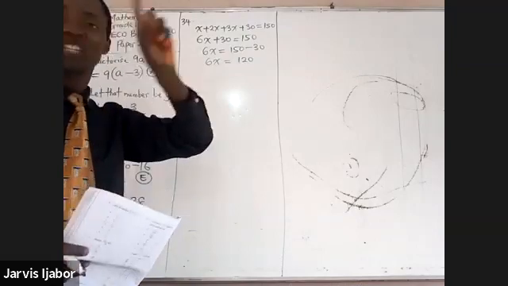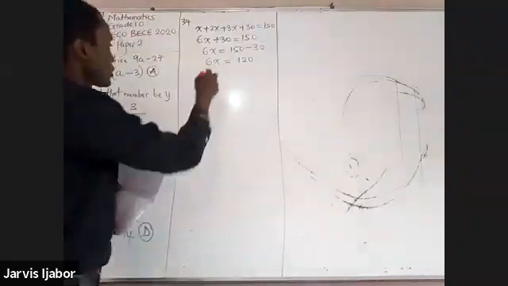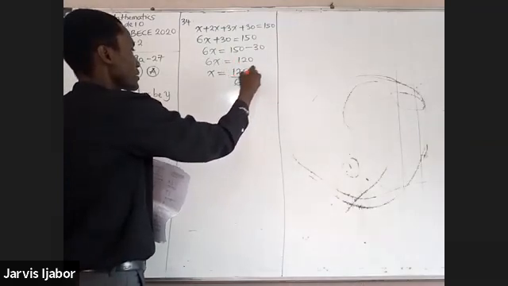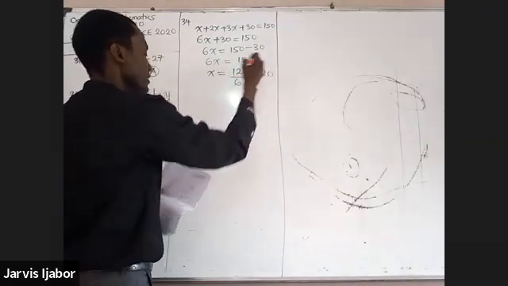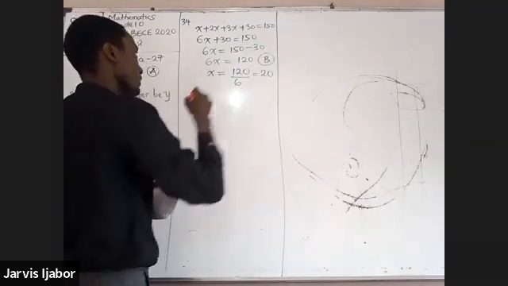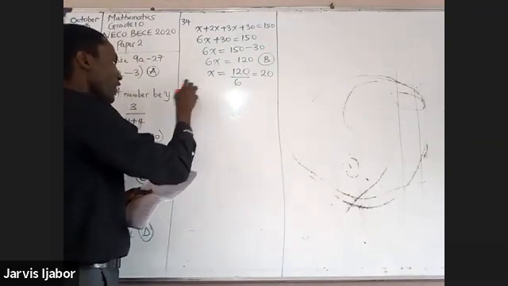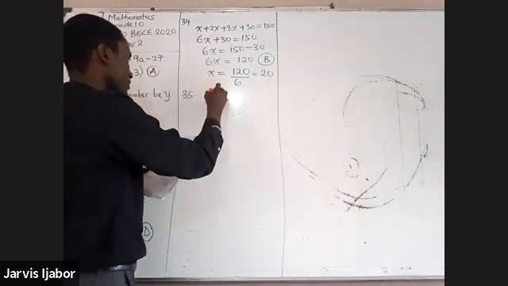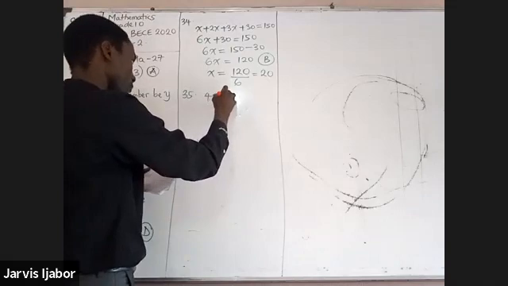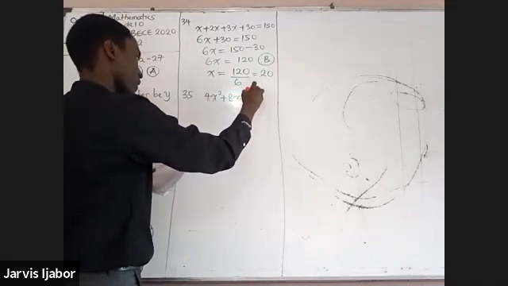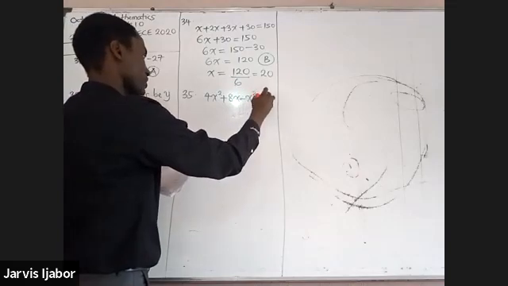At this point, 6 of a particular thing is equal to 120. What will 1 be equal to? Essentially, you'll be dividing. So x will be equal to 120 divided by 6, and that will be 20. So x will be 20, and that option in that example will be... 35. In question number 35, we have 4x squared plus 8x minus x squared minus 3x.